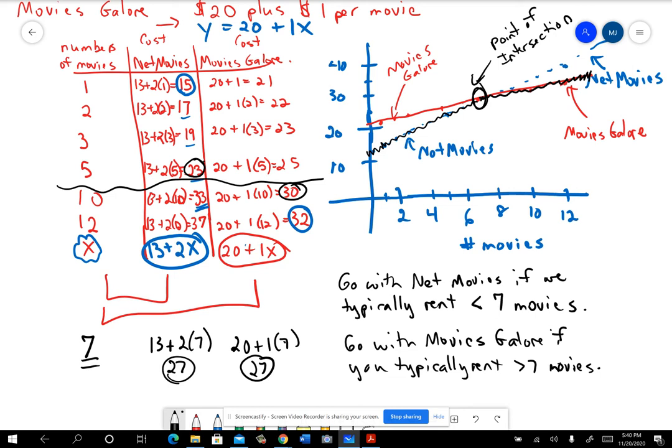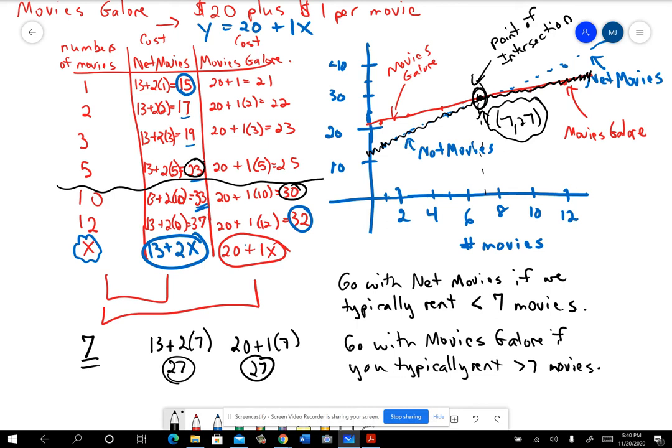Okay. All right. So that point of intersection is actually the point (7, 27). And this is going to be our job in just a minute. We're going to be doing what's called solving a system of equations. And what it is, is finding that point of intersection when there is one, so that we can do like we did here. We can make that decision about which movie place to go with. It all depends on how many movies we typically rent in a month.